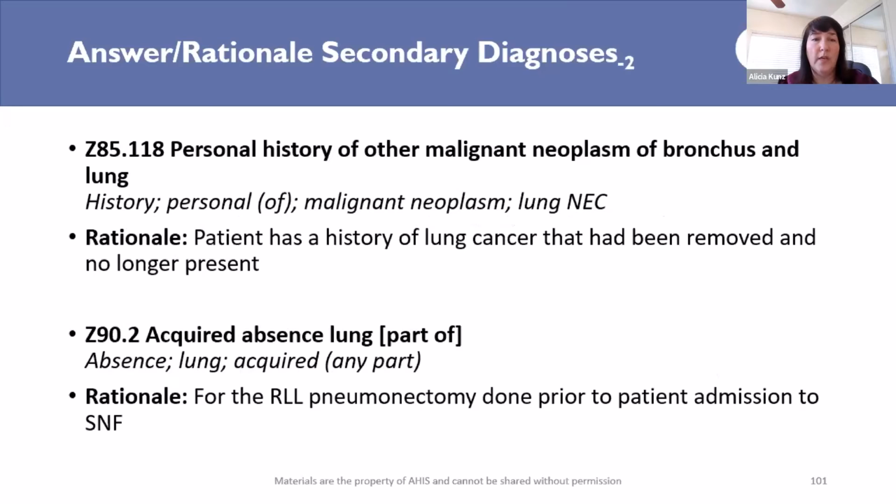And then, of course, we should also make sure that our claim is thorough and it shows everything that's going on with the resident. They did have a history of lung cancer, but it was removed. It's no longer present. We still would want to show that. And we would also want to show that they did have a pneumonectomy prior to them coming to us. So that's why we would use Z90.2, acquired absence of the lung or part of the lung. Next.